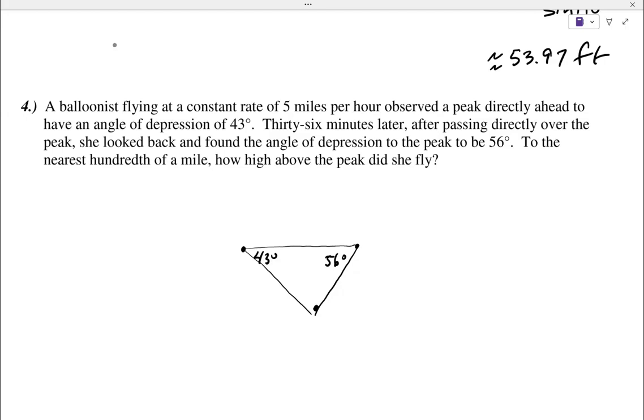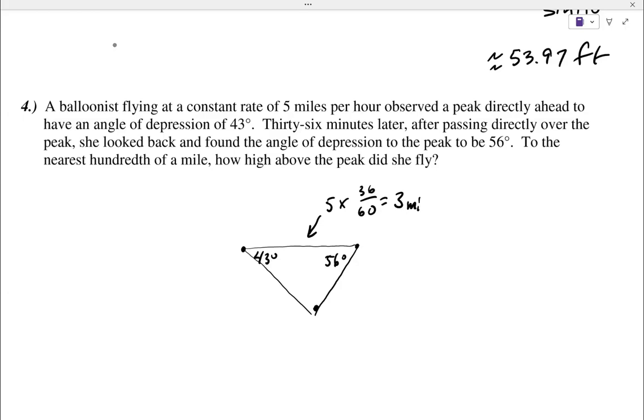You take the 36 minutes, convert to hours, and then 5 miles per hour. Yeah, good. So that distance here would be 5 times the 36 over 60. So you get 3. Are we okay with that so far?